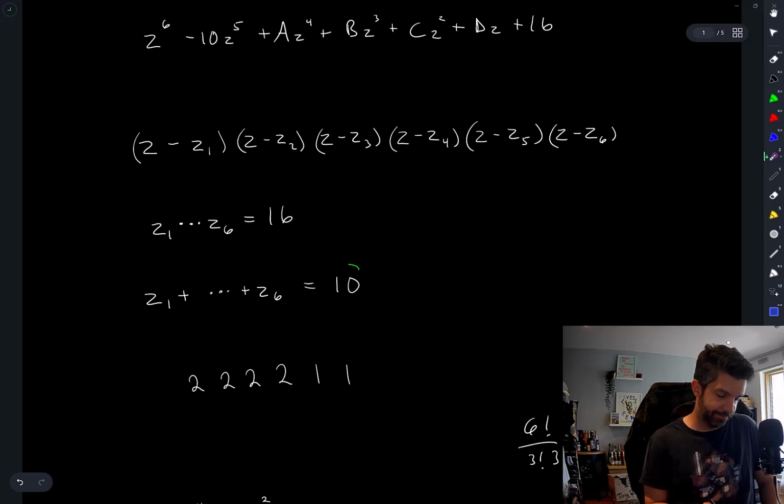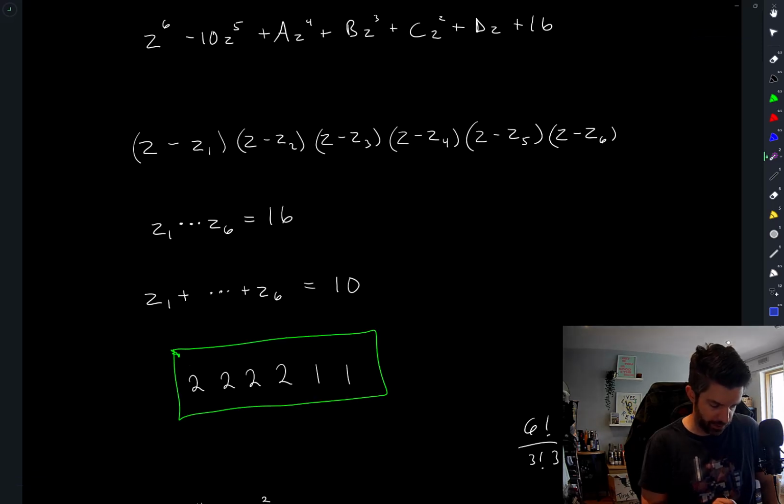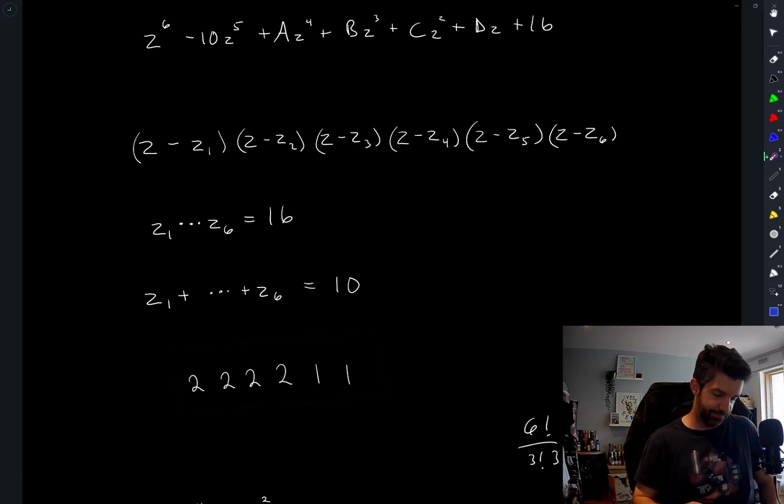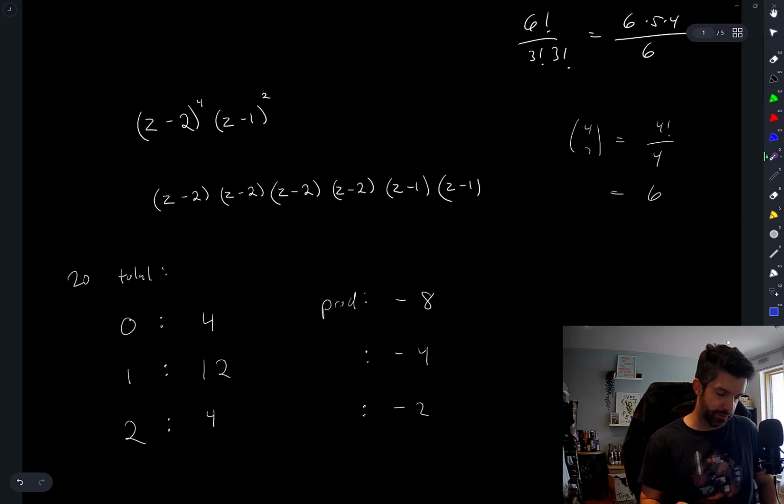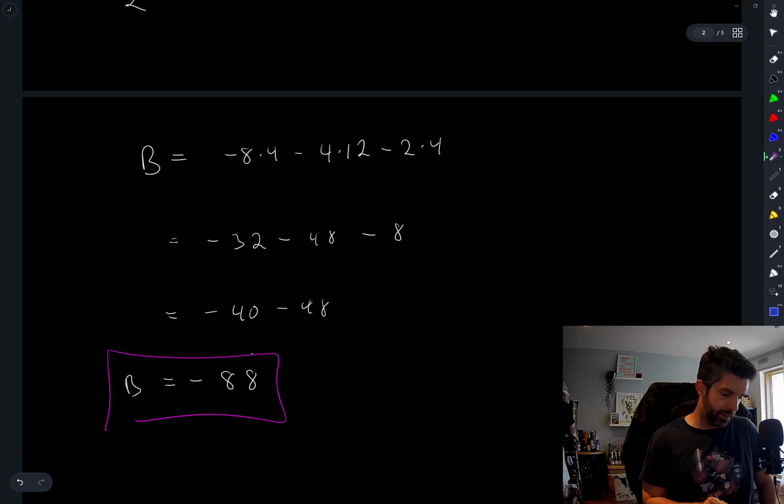And that tells us what all the roots are. I'm fairly certain this is the only combination of powers of 2 that multiply to 16 and add to 10. And then the combinatorial stuff here kind of worked out. Yeah. So that'll be my answer. But if I have a mistake somewhere, I'll let you know.